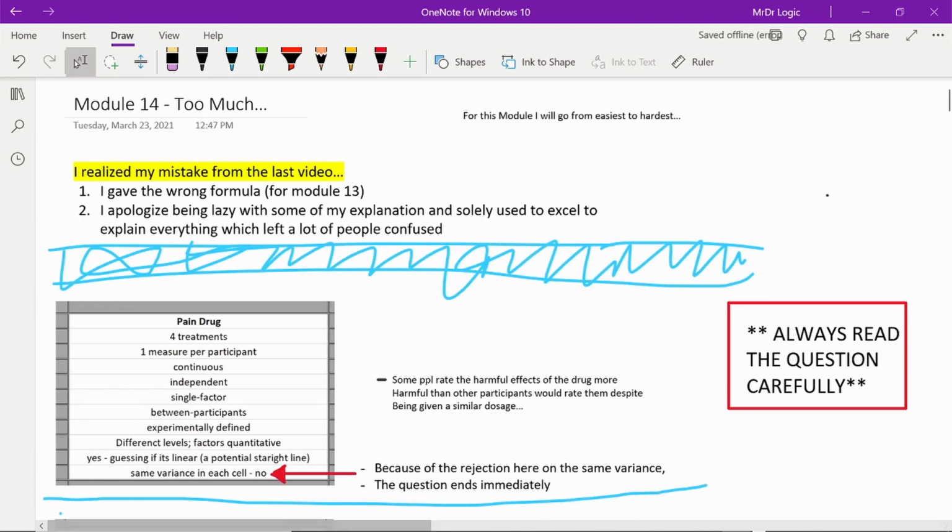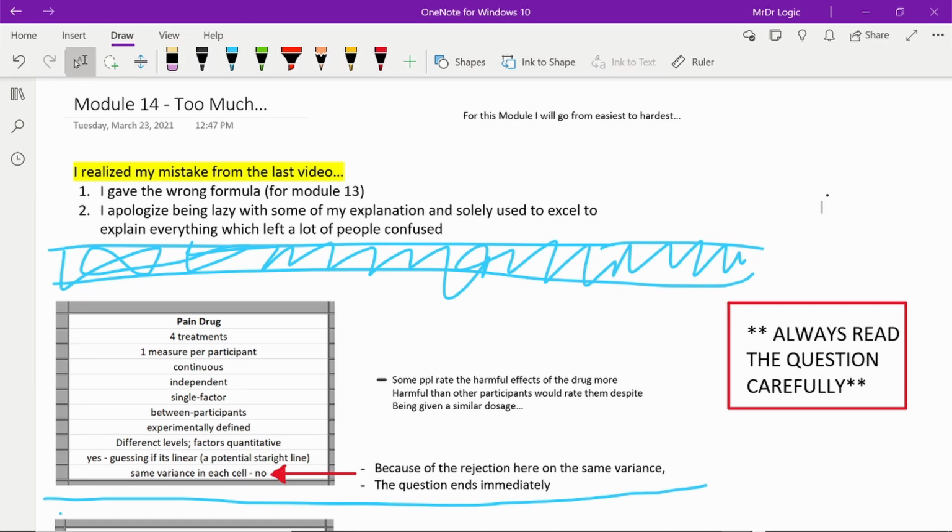So yeah, I gave the wrong formula for Module 13. I was being lazy and I solely used the Excel to deliver my explanation, and that ended up confusing a lot of people. I did sort of cheat and use the Excel, but that's because I was running short of time and didn't launch it in time.